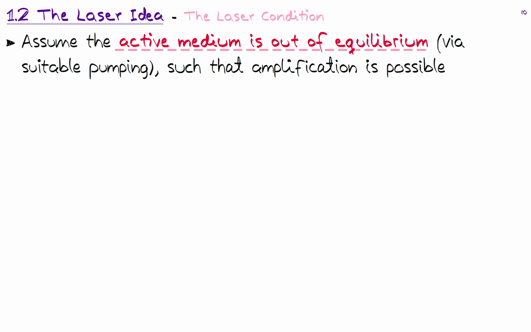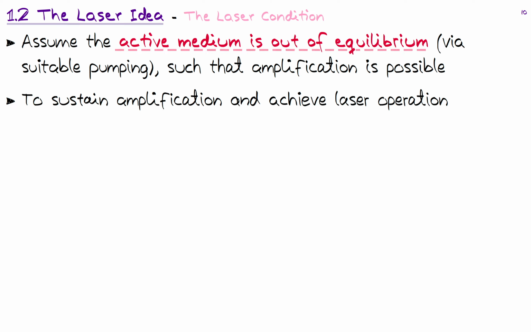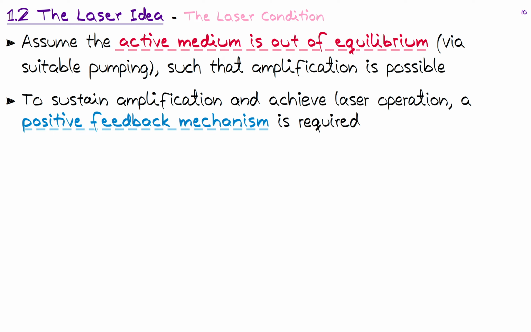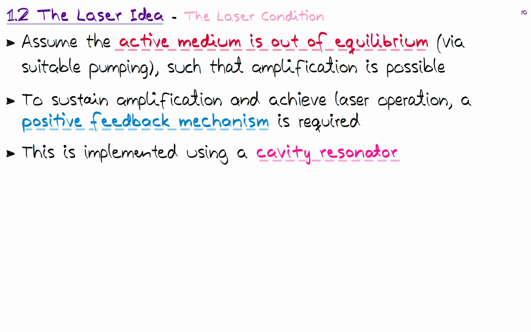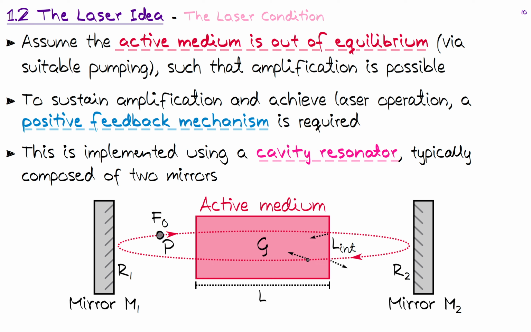And how do we sustain this amplification and really achieve a stable lasing operation, or oscillation of the laser? We must have a positive feedback mechanism in the system. And how we do this in practice is that we put our gain medium inside a cavity or a resonator, and typically that kind of resonator is formed by using two mirrors, as shown in this figure. So this is basically the simplest scenario we can consider.